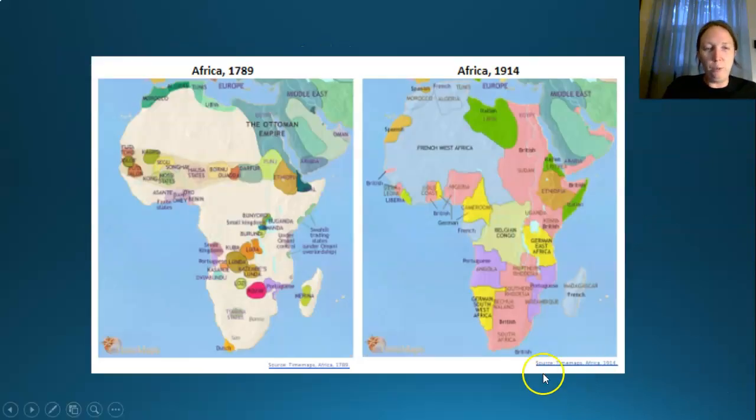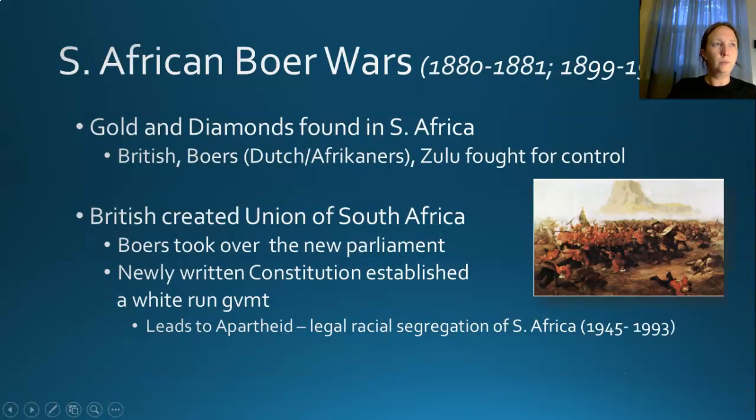This map shows you a little bit more of what I was talking about. In the late 1700s, we have all sorts of governing bodies throughout Africa. Very few of them, though, are European powers, except kind of up in the north. But by 1914, almost the entire continent is taken over by European powers.